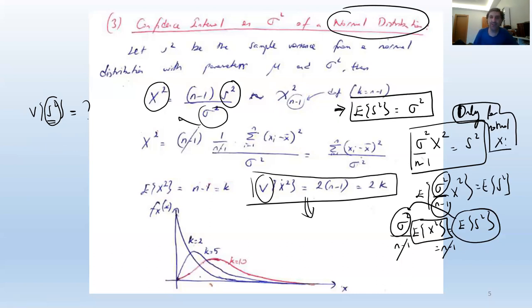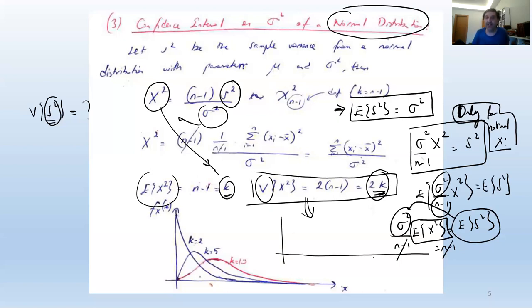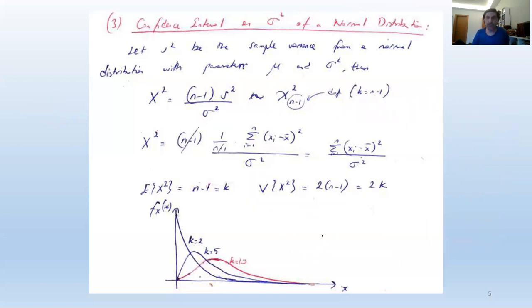But basically, the variance of X square is equal to 2k, two times the degrees of freedom. So basically, as the degrees of freedom increases, the chi-square random variable's expected value increases and its variance also increases. That's why, when you increase the degrees of freedom, you are going to move to the right hand side. So the location of the distribution, or the peak of the distribution, will move to the right hand side.